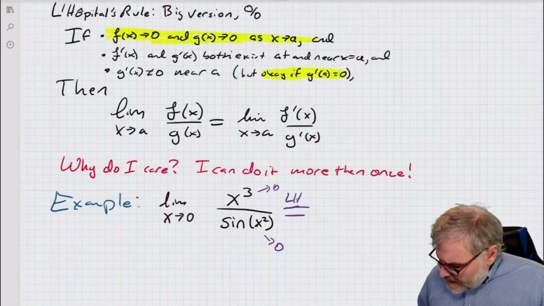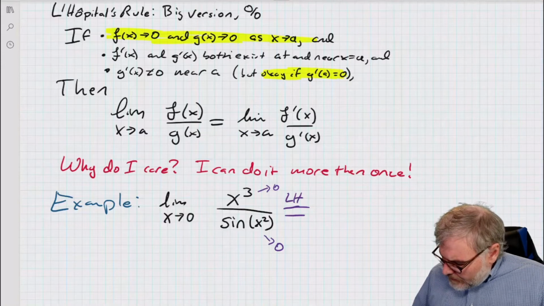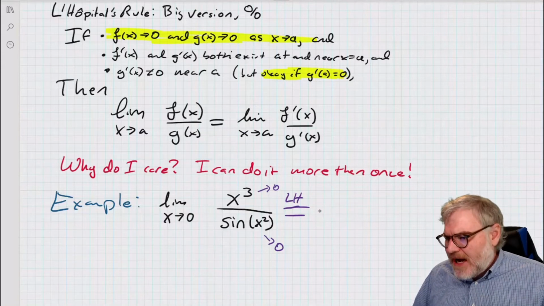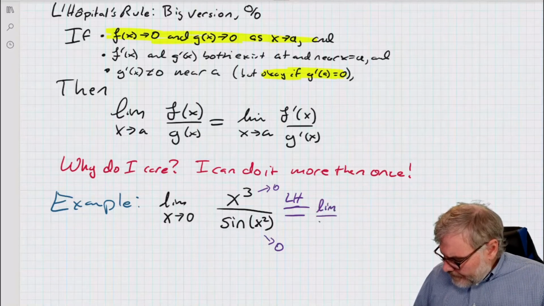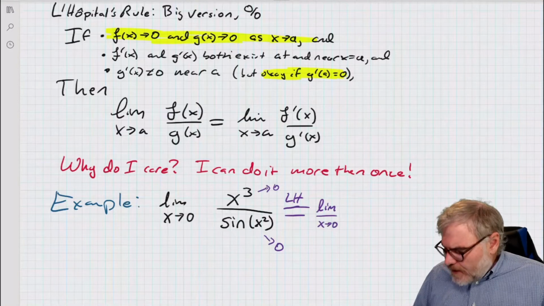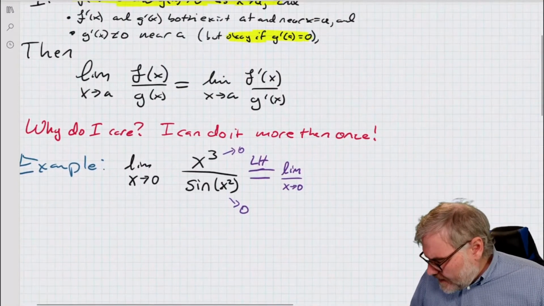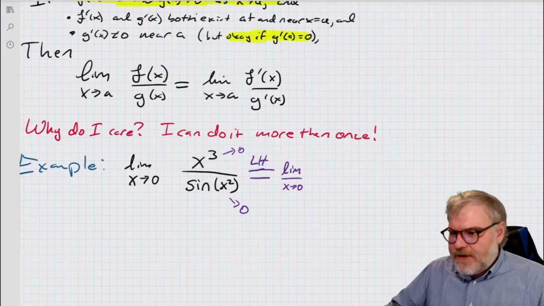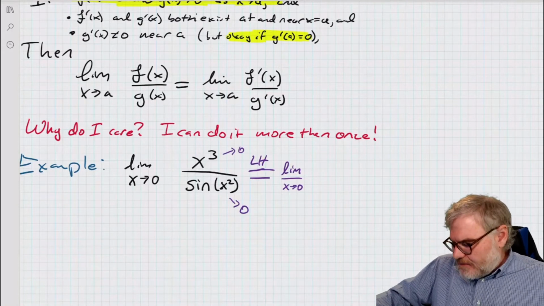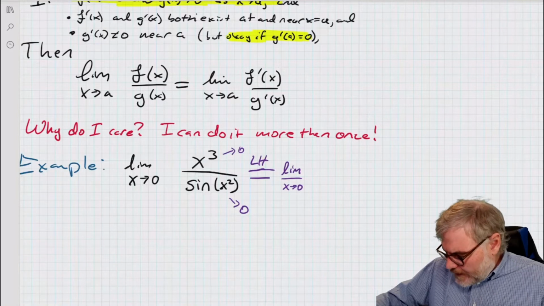I'm going to take the derivative of the top and the derivative of the bottom separately. So I've got 0 over 0, and it's very important that you actually indicate that. Then the name of the theorem, L'Hopital's Rule, LH. Everyone just writes LH. Even the book writes LH. So this is not some crazy thing that Scott's doing. This is a normal thing.